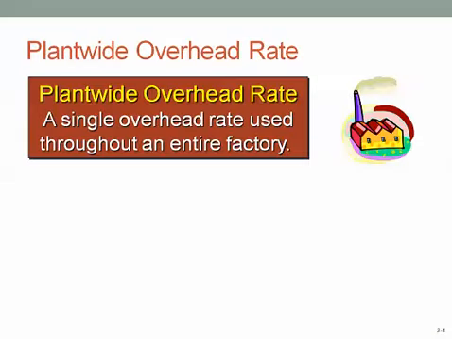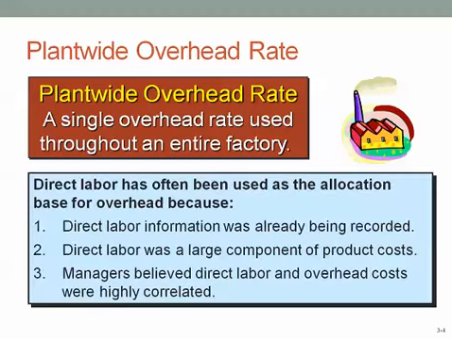In early manufacturing firms, typically, in the interest of simplicity, a single plant-wide overhead rate was used to allocate overhead throughout our entire factory. And direct labor was typically the obvious choice for allocating overhead because information on direct labor was already being collected and recorded in the form of time cards, time sheets, etc., because we have to pay our workers and we have to keep track of those labor hours already. In addition, direct labor was a large component of our product cost. Our factories weren't very automated. Most of the work was done by hand.